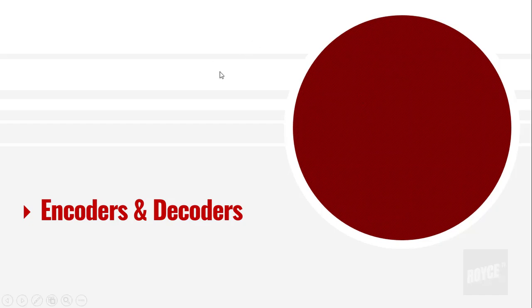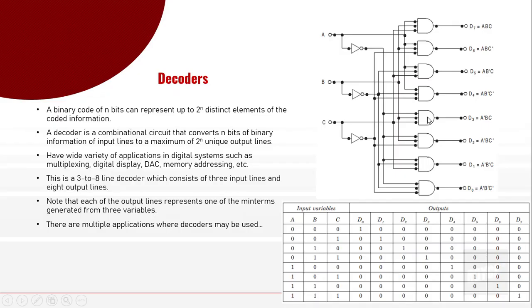So ano ba yung encoders and decoders natin? Let's start with decoders. Decoders are also combinational logic circuits that convert n bits of binary information to a maximum of 2 raised to n unique output lines. So ito yung ating decoder. From n number of input lines to 2 raised to n output lines. This has a wide variety of applications.